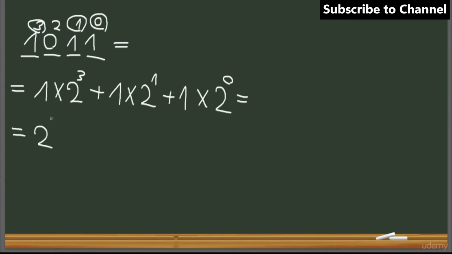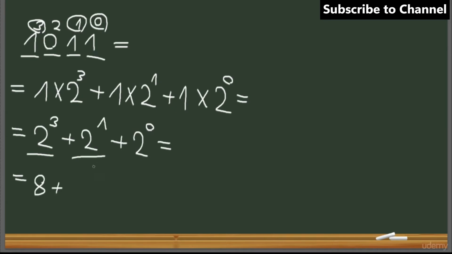So we have 2 to the power of 3 plus 2 to the power of 1 plus 2 to the power of 0. 2 to the power of 3 equals 8, 2 to the power of 1 equals 2, and 2 to the power of 0 equals 1. So the result is 11.